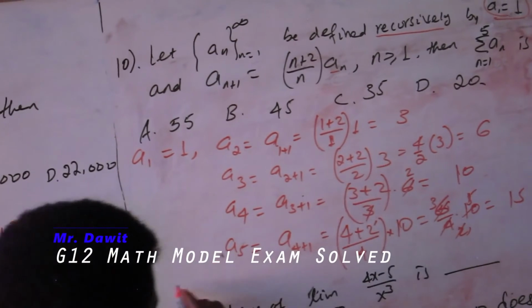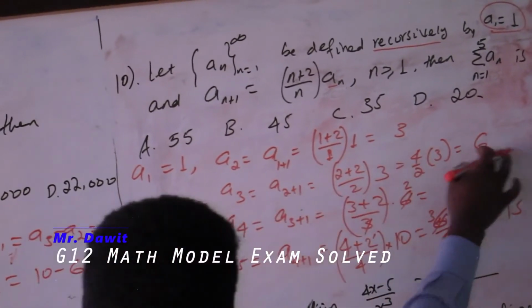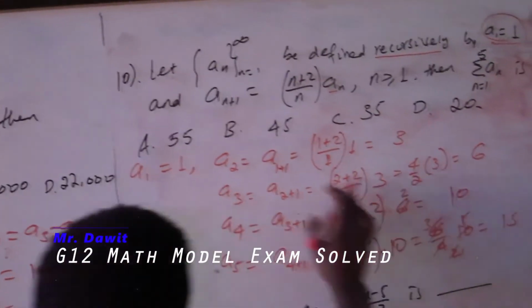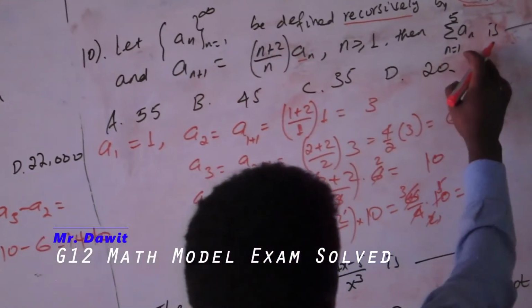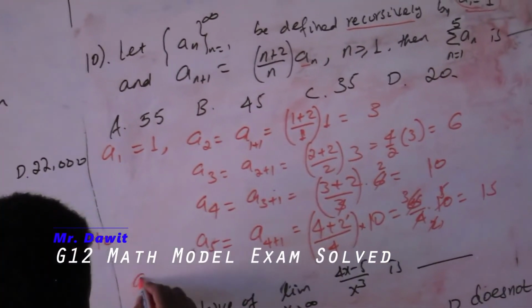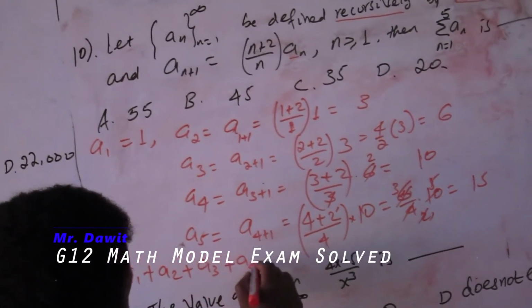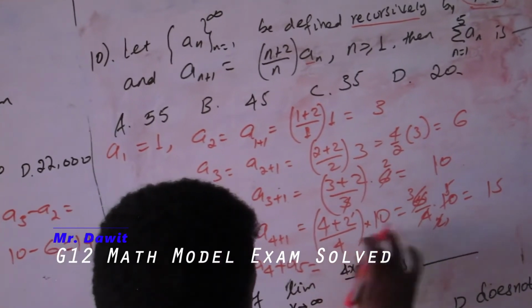You know that A1 is 1, A2 is 3, A3 is 6, A4 is 10, and A5 is 15. Now we are going to find out the sum of the arithmetic sequence starting from 1 until 5. That means A1 plus A2 plus A3 plus A4 plus A5, where we have to substitute all the values.